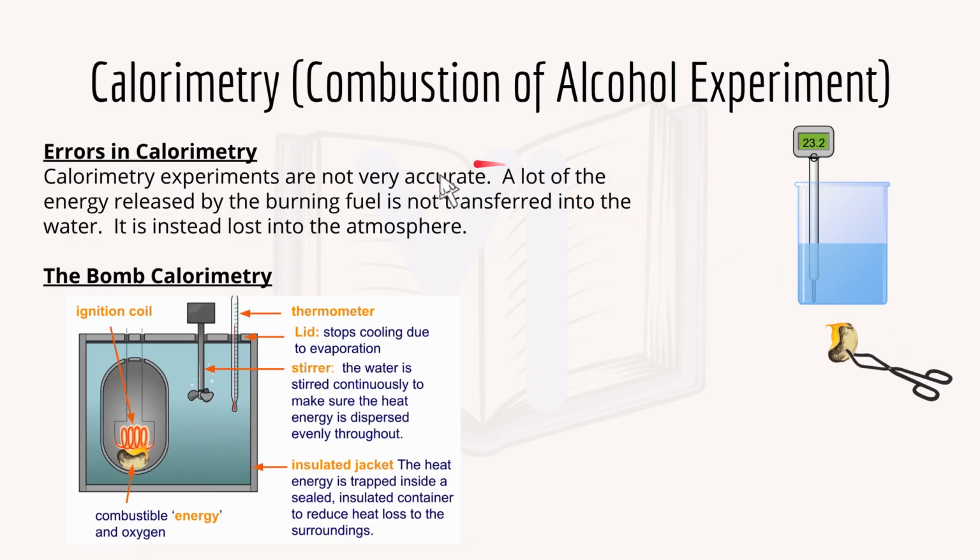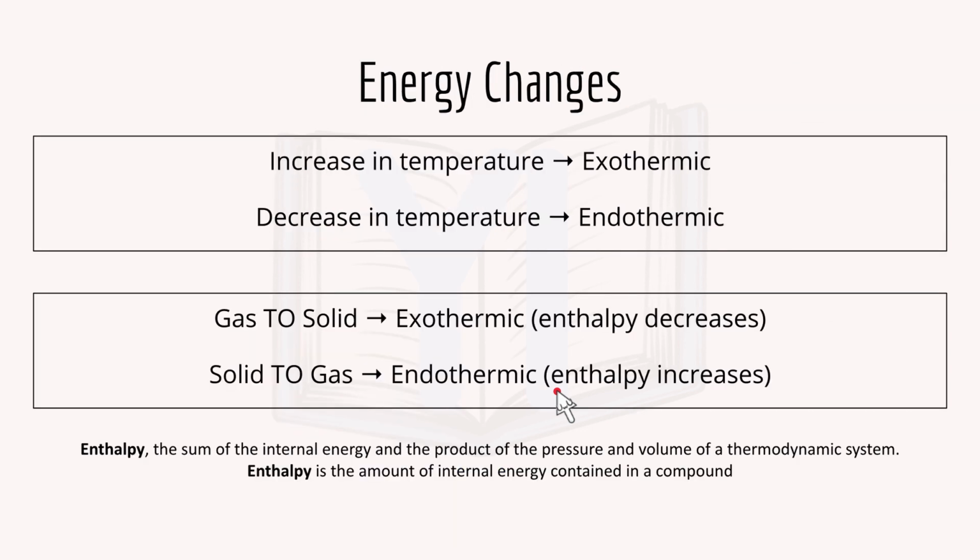Then we have some errors in calorimetry. Calorimetry experiments are not very accurate, and a lot of the energy released by the burning fuel is not transferred into the water, and it is instead lost into the atmosphere. So you can have a read of the bomb calorimetry, like we have the thermometer, lid, stirrer, and insulator jacket, and these. So move on now to energy changes.